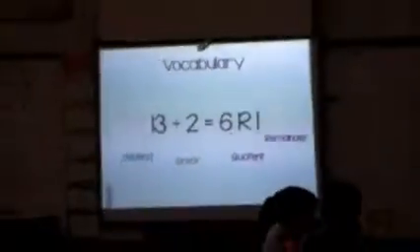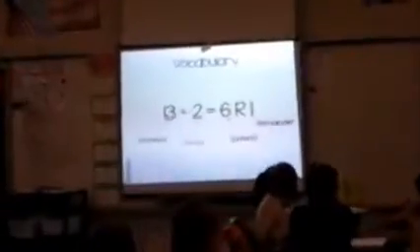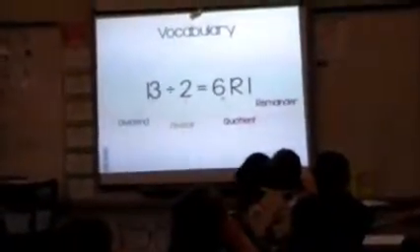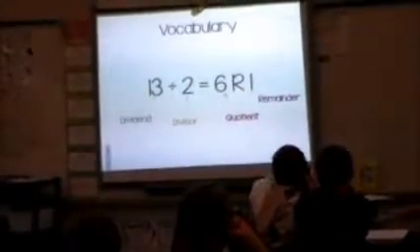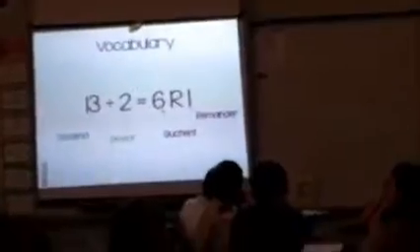All right, let's go over the vocabulary that we're going to use today. When we talk about division, we use some precise vocabulary. If you look up at the board, I have 13 divided by 2 equals 6, remainder 1. Hopefully by the end of this lesson, you will fully understand what that division expression is.